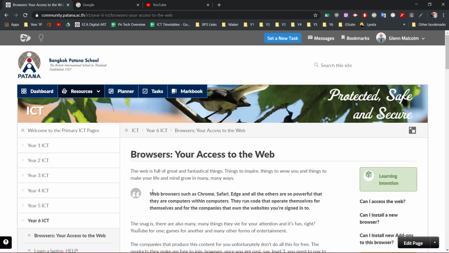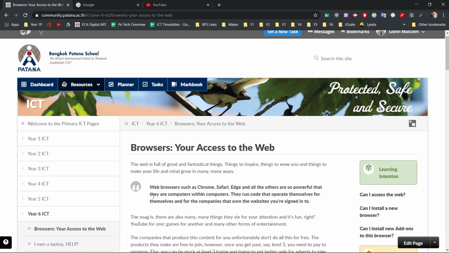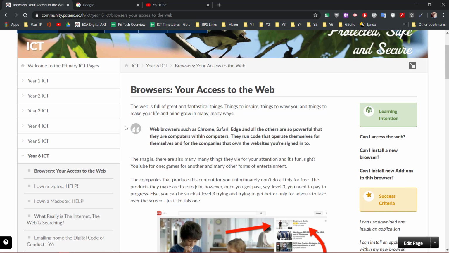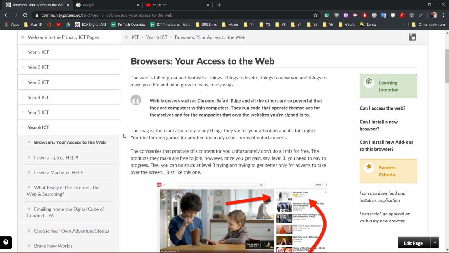Well, they allow us to access the web, and we know that the web is full of great and fantastical things. Lots of things on there to entertain us, wow us. Lots of YouTube, Netflix, and all those kinds of things. And of course, many games. And so we can play games within the browser window, and we can go and do lots of exciting things on the internet.